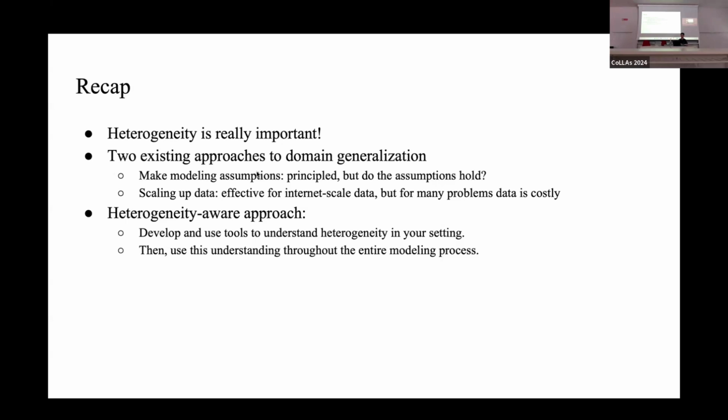And in the third part, we introduce our heterogeneity-aware machine learning, which develops tools to understand data heterogeneity, and also shows how to integrate this understanding into the whole machine learning pipeline.